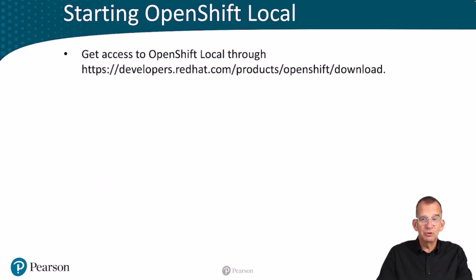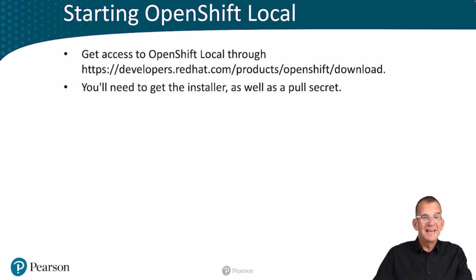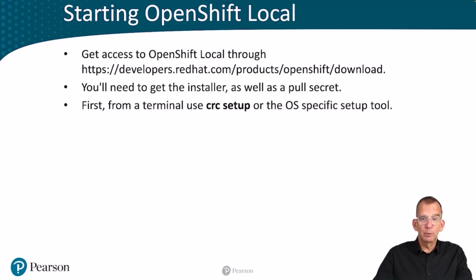So how do we start OpenShift Local? Well, first you need to go to developers.redhat.com/product/OpenShift/download. And there you will need to get the installer as well as a pull secret. And then from a terminal you use crc setup or you use the operating system specific setup tool. I will show you first how to do it on Linux. And in the lab at the end of this lesson, you will see how you can install OpenShift Local on macOS. On Linux, it's all command line based. On macOS, there's a nice operating system specific setup tool.